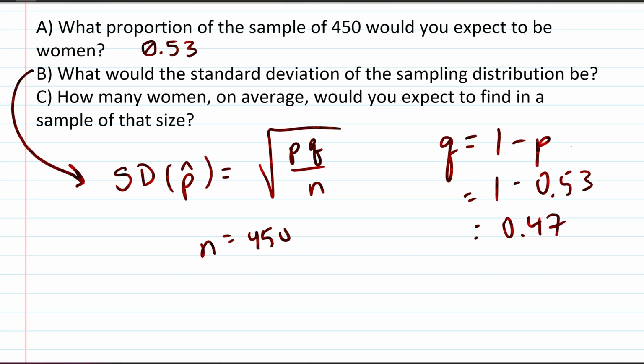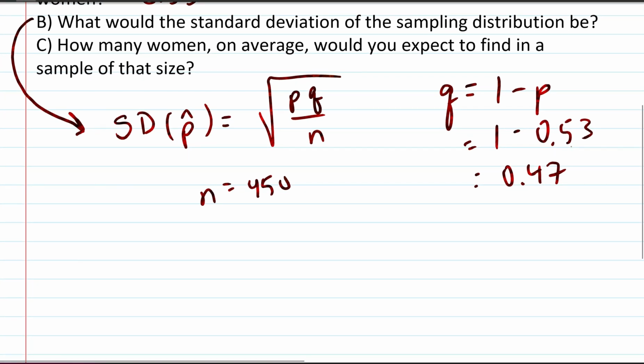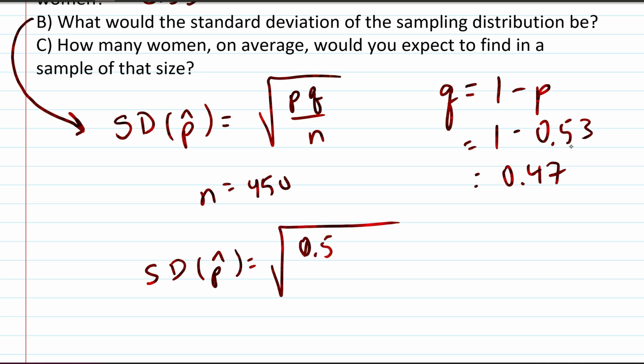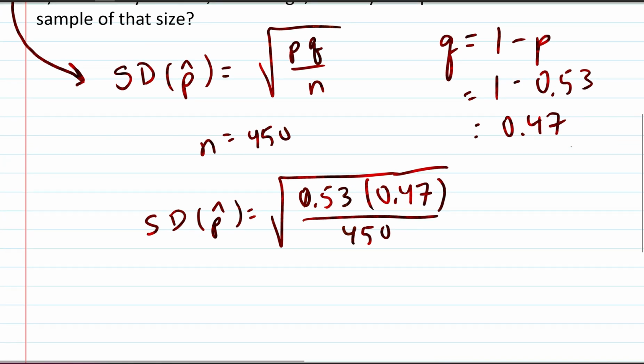So now we can find the standard deviation, and what we should do is probably go ahead and show that. So again, the standard deviation is going to be the square root of 0.53 times 0.47, all divided by the 450. So now you just use your handy dandy calculator, crunch the numbers, and maybe rounding to 3 decimal places, you'll get 0.024.